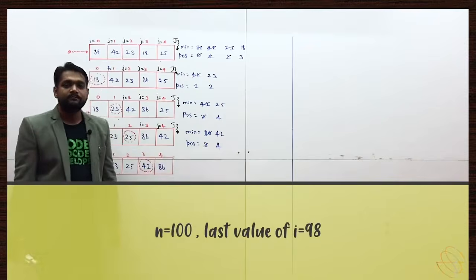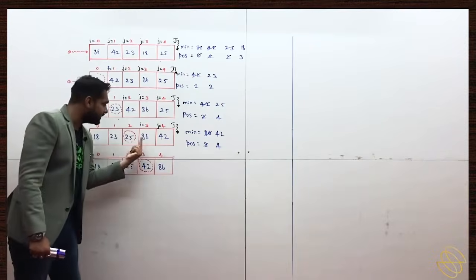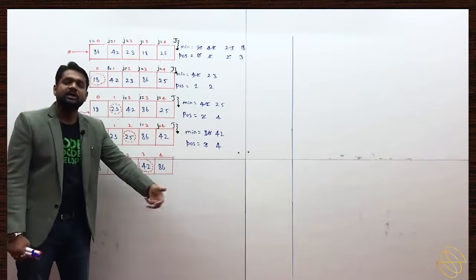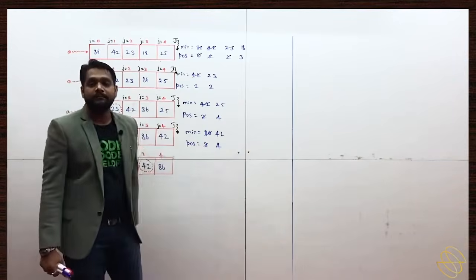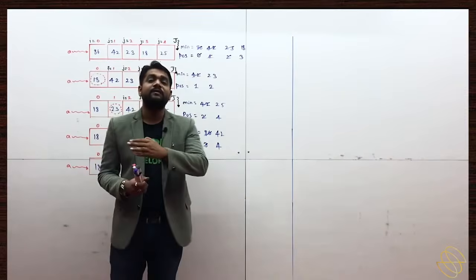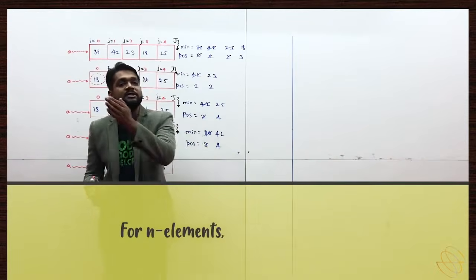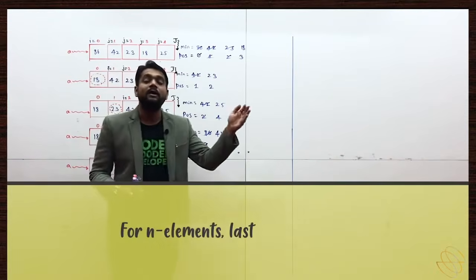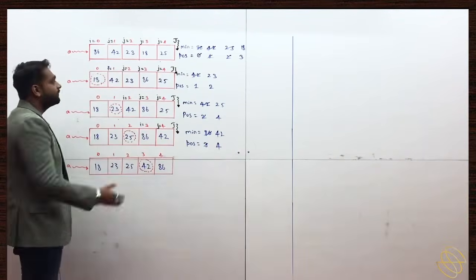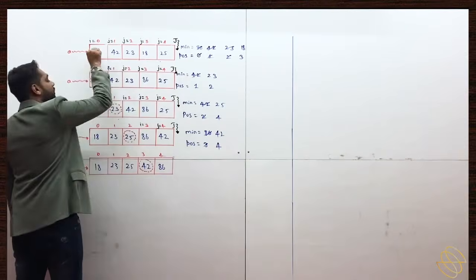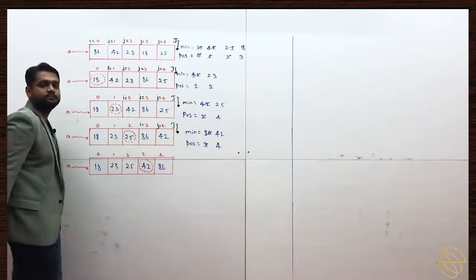Am I not correct? If n is 5, it went until 3. If it is 6, it will be 4. If it is 10, it will be 8. If the number of elements is 100, it would have gone until 98. So in general, if I have n number of elements, I will start from 0 and go until n minus 2. Look at it. If n is 5, I will start from 0 and go until n minus 2.